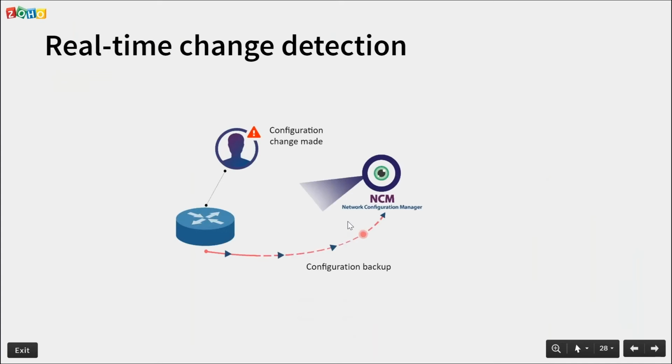So let's move on to real-time change detection. Real-time change detection is nothing but NCM will detect changes in real time. For example, there is a Cisco device and someone logs into the device, makes changes and logs out of the device. NCM will trigger a backup of the particular device even without the admin being physically present or the admin triggering it. Let me explain to you.